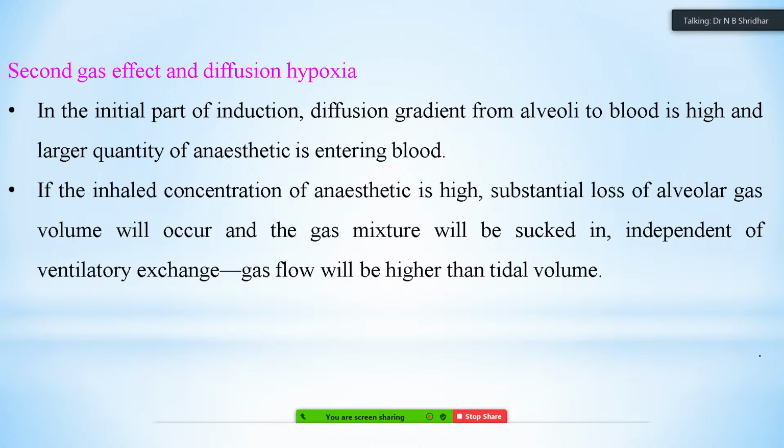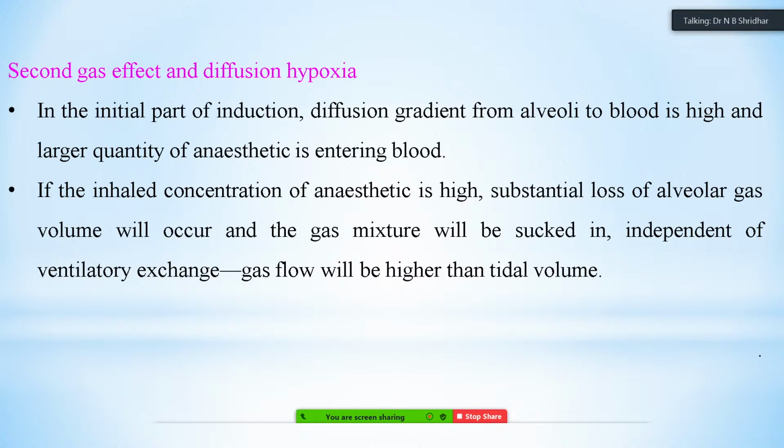Then if the inhaled concentration of anesthetic is high, substantial loss of the alveolar gas volume will occur, and the gas mixture will be sucked in, which is independent of ventilatory exchange. Gas flow will be higher than the tidal volume. That's the quantity of the anesthetic present inside the lung tissue, known as the tidal volume.